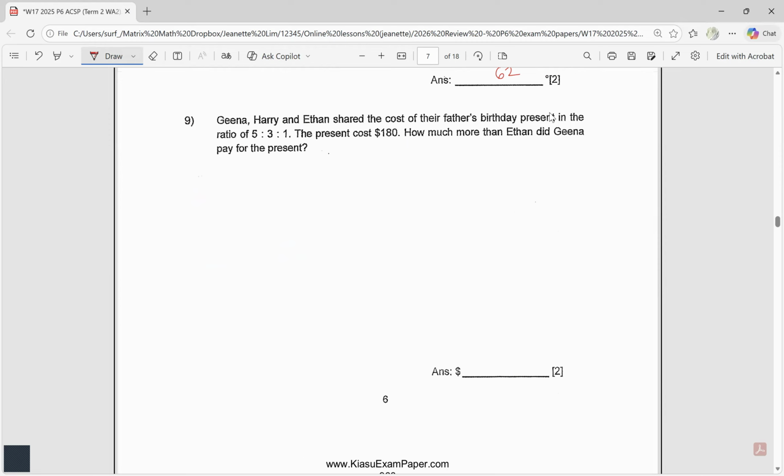Okay, so firstly, we have the ratio G to H to E, 5 to 3 to 1. They shared the cost of the present. So the total cost of the present will be the sum of the units. So 5U, 3U, 1U, total 9U, and that is $180.